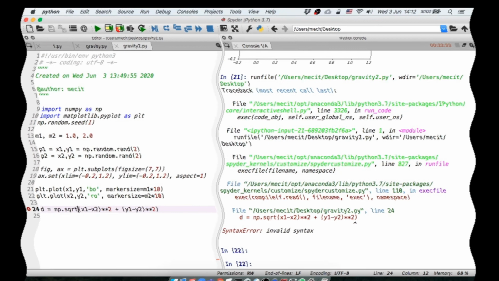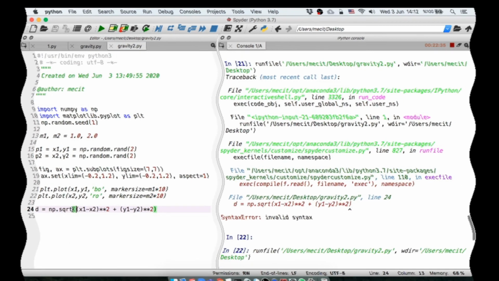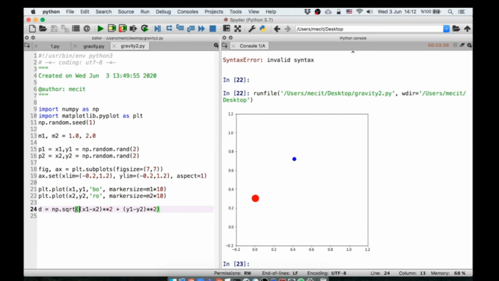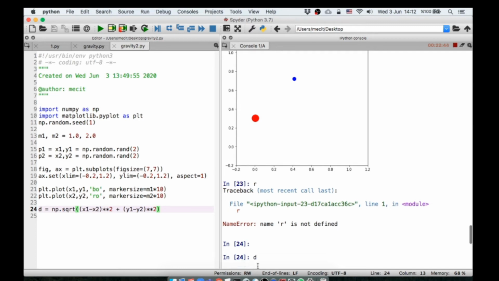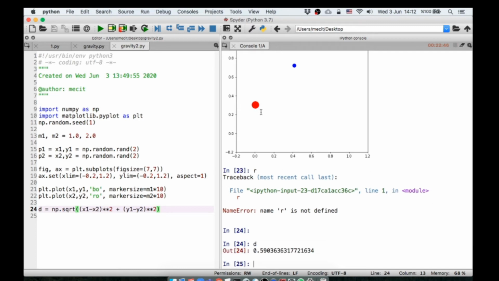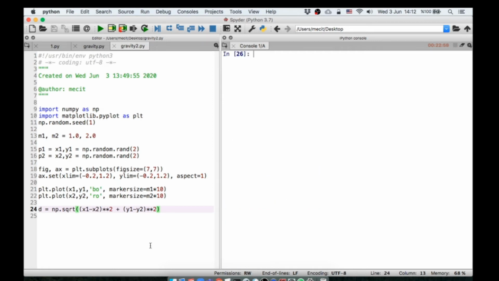Okay, so I need another parenthesis here. Let us see it on the, so it's not R but D. Okay, that's the distance, and it should say 0.6. That is reasonable, from 0.2 to 0.8. Good. So I can calculate the distance. Let's clear the screen a little there.